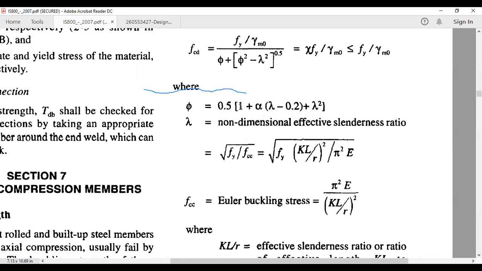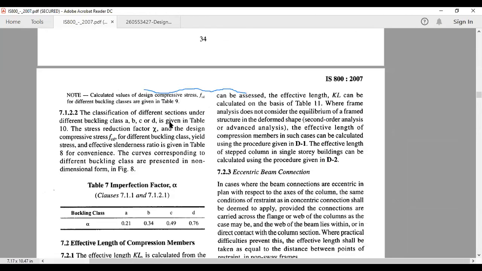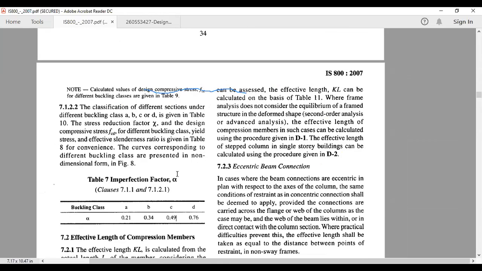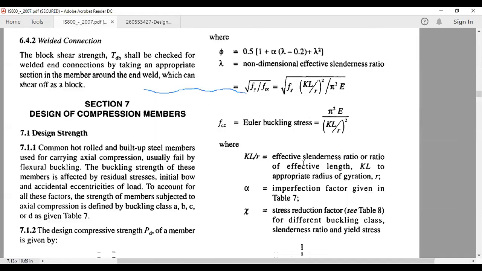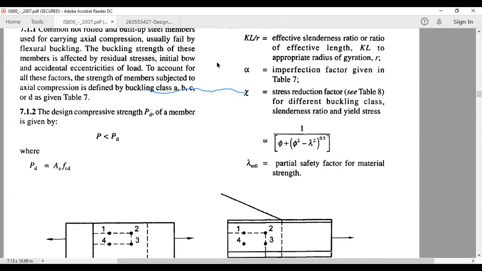So phi will be 0.5 plus alpha. The value of alpha for buckling class C is 0.49. Angle belongs to buckling class C, so alpha comes out to be 0.49. Substitute this value of alpha and lambda e, not lambda, and get phi. On getting phi, you can substitute that directly in this equation, or get the value of the stress reduction factor and find out FCD. That FCD will tell you the design strength under compression.